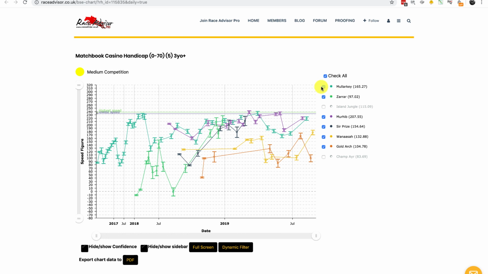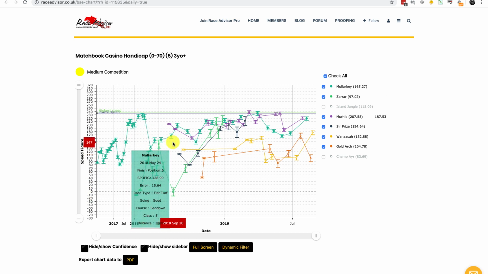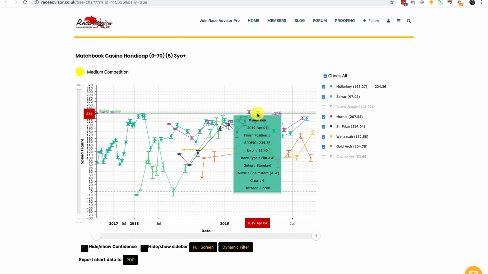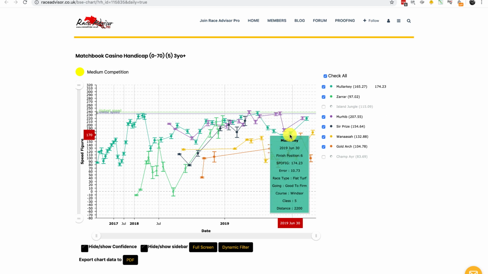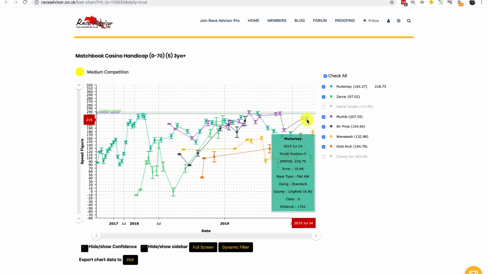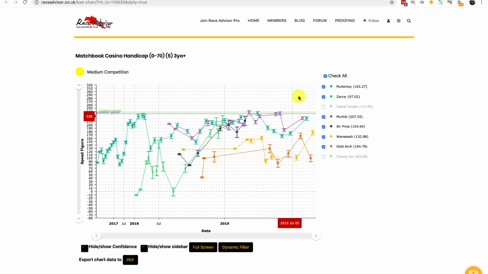You can see here that Malarkey has got quite a lot of history back in 2018 when he was performing very well on the all-weather Class 5. Since then, he had a drop off and has been sort of slowly building up. He was racing really well early this year, had a drop off here and had a bit of a break back in June, and seems to have come back in July better.